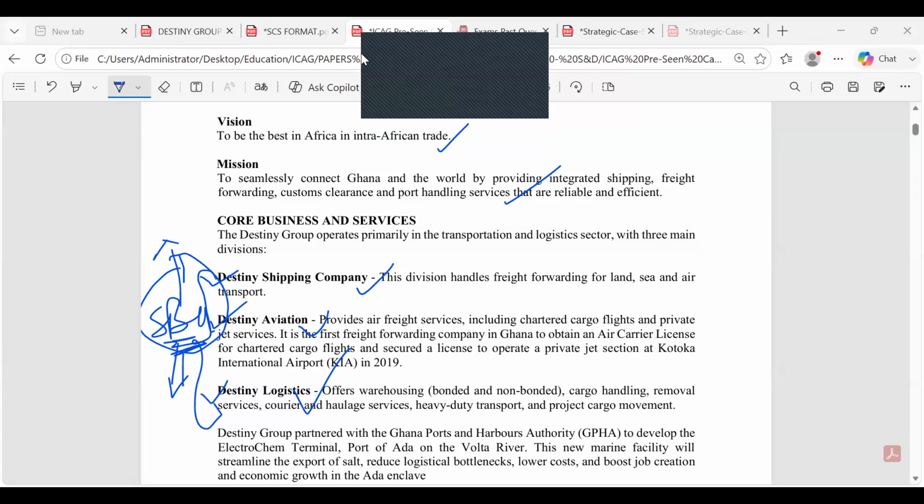Let me check. Oh, I don't know where I've kept it. I kept it, but I've forgotten how I saved it. So let's continue.